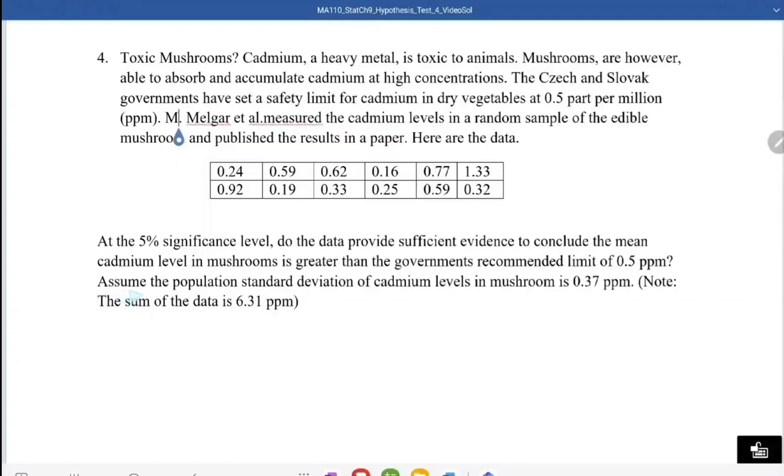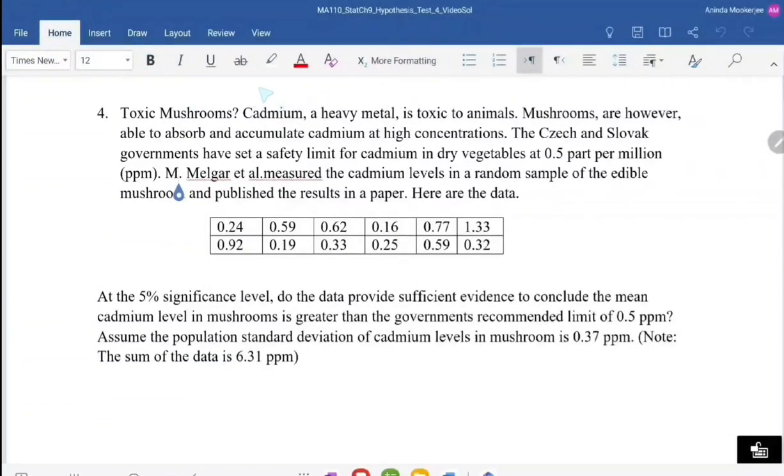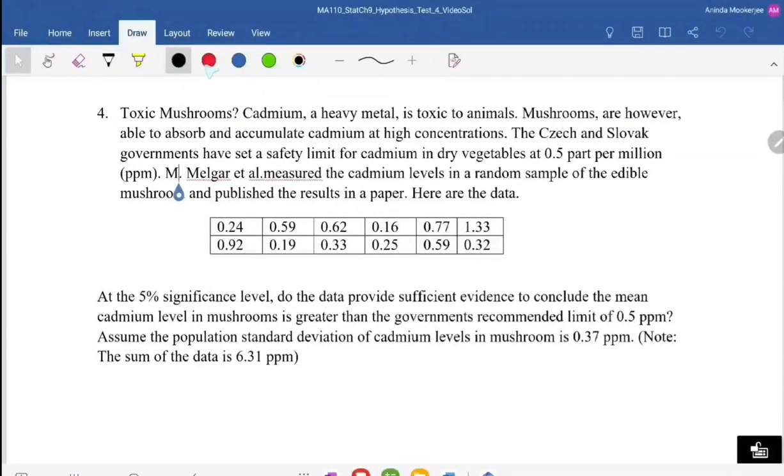As we see here in the last sentence, it says, assume the population standard deviation of cadmium levels is 0.37 ppm. So we know here that the population standard deviation is known, right? So the population standard deviation is given, that's sigma. That is known, so we can perform this test using the z-test procedure, right?